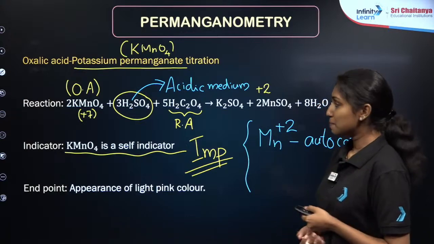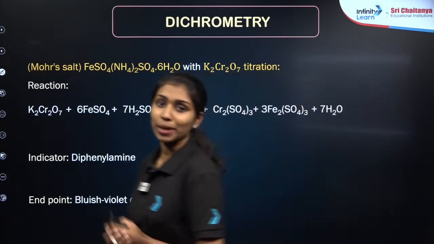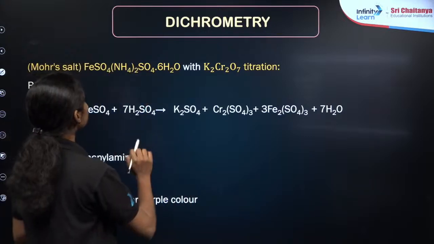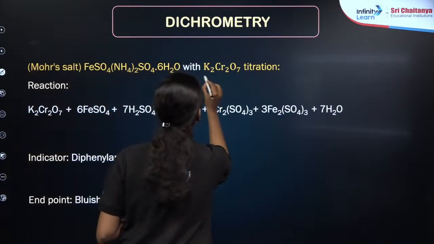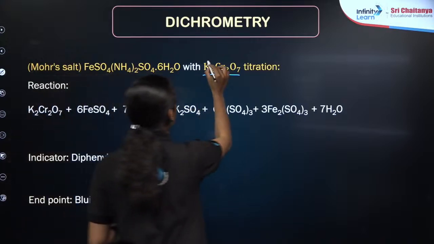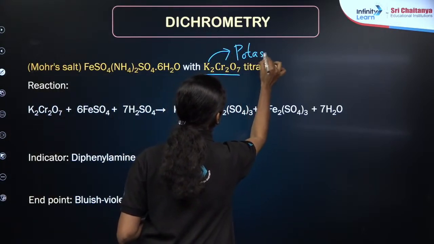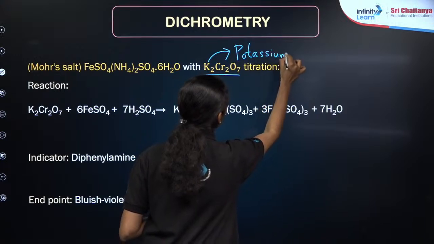Fine. Now let me move to the next type of redox titration, that is the dichromatic titration. As I already mentioned, in the case of dichromatic titration, the most commonly used oxidizing agent or reagent is potassium dichromate, right? This is potassium dichromate, K2Cr2O7.